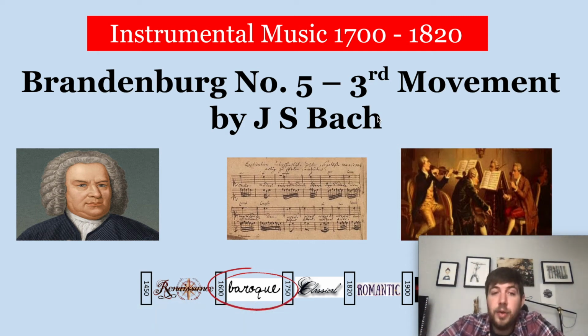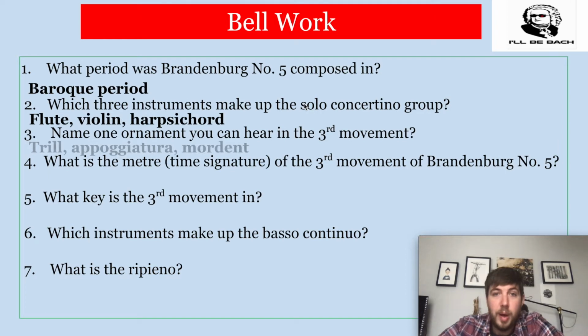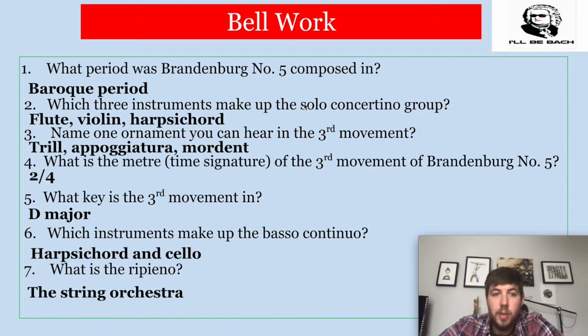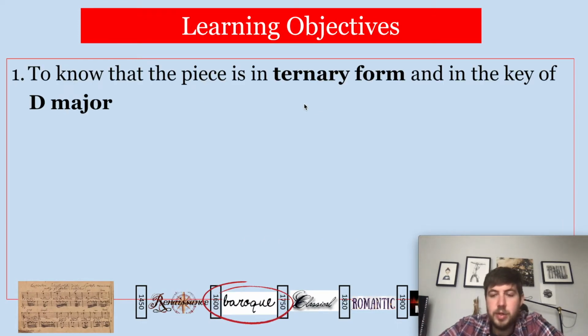This is lesson 2 of Brandenburg Concerto No. 5, third movement by Johann Sebastian Bach, taken from the Edexcel GCSE set works for music. In lesson 1, we looked at the background to Bach and to this piece. We looked at what a concertino and a ripieno was, and just that general foundation of knowledge that we need moving forward. We're going to look more at the features in this lesson.